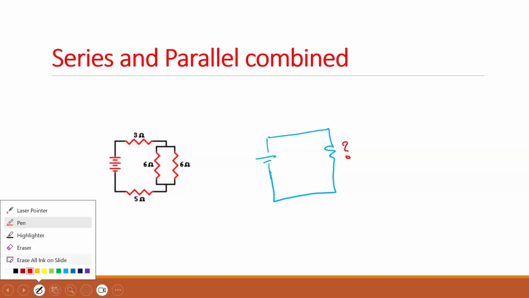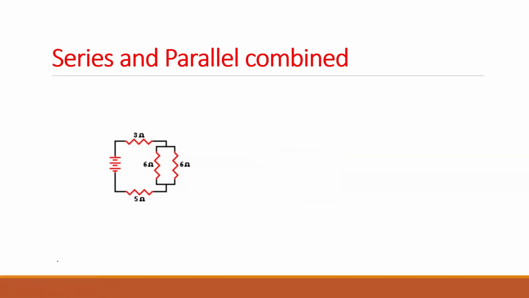Which ones are in series or parallel? How do we recognize them? Are they in series or parallel? There are 2 in series and the 2 6-ohm resistors are in parallel. Okay, so these two are in parallel. That is right. So if you make it a single resistor instead of having 2, how do you do that?